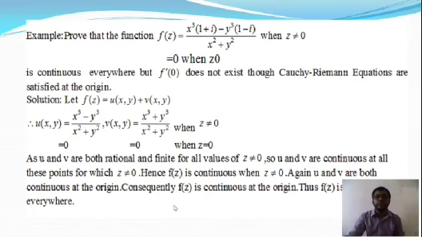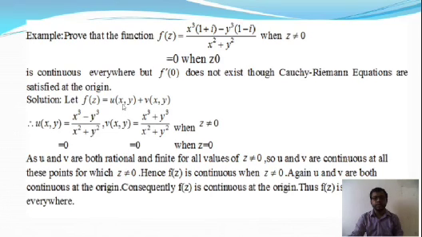So next we are going to discuss one more example. f(z) is equal to x cubed (1 plus i) minus y cubed (1 minus i) by x squared plus y squared when z is not equal to 0, and is equal to 0 when z is equal to 0. So it's continuous everywhere, but f'(0) does not exist. So the Cauchy-Riemann equation is not satisfied at the origin. So this function is continuous, but f'(z) does not exist. Okay, so let's start with the continuity of this function.